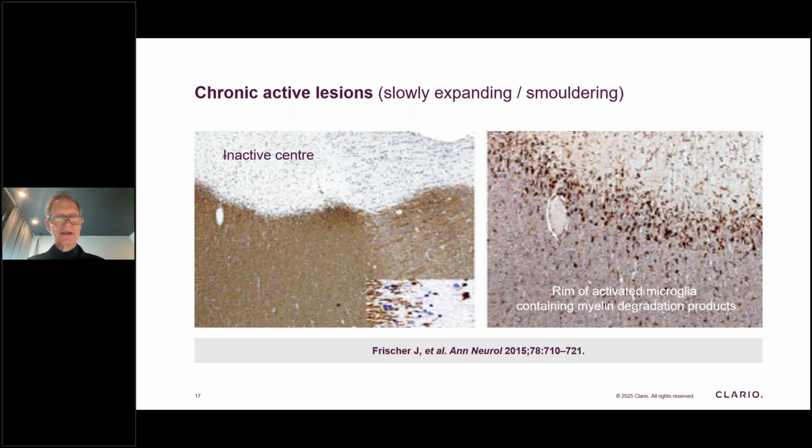Now, how can this happen? What this slide shows is the histopathology of what are called chronic active lesions. So these are lesions which are no longer actively inflamed in their center, but they have a rim of activated microglial cells, which are resident inflammatory cells in the central nervous system. And these cells, which are different from B cells and don't respond to the anti-CD20 therapies, continue to break down myelin, which you can see in the right-hand panel, and continue to damage and destroy axons at the edge of these lesions. The inflammation is not completely restricted to these kind of lesions, but it's most evident in these kind of lesions.